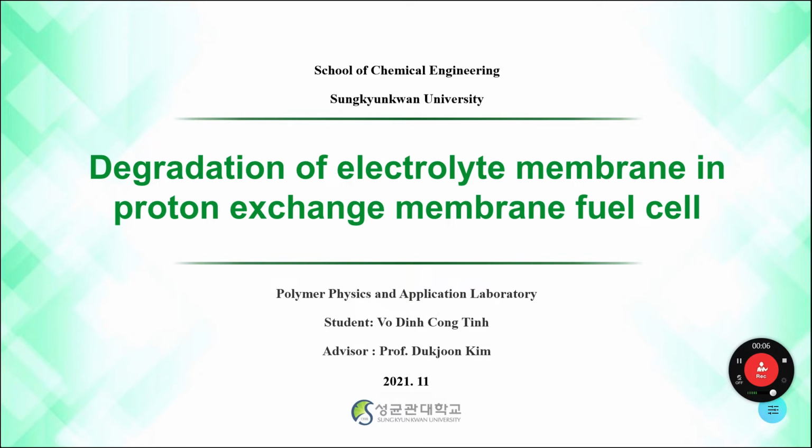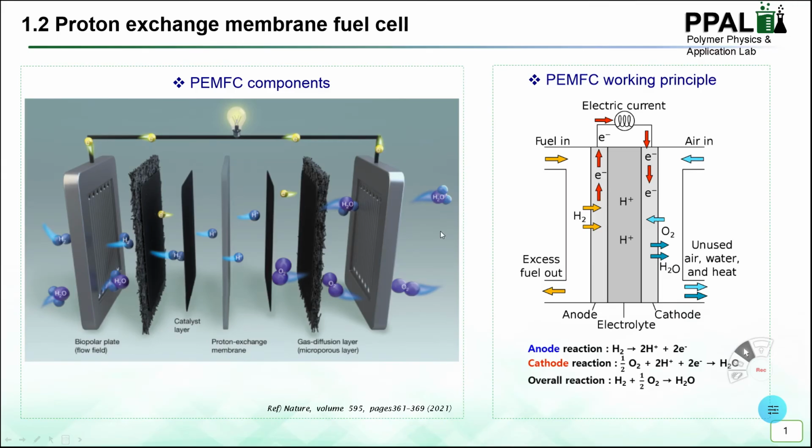Today I would like to talk about the degradation of the electrolyte membrane in the proton exchange membrane fuel cell. Fuel cell is a conversion system. It can transfer from chemical energy to electrical energy by the electrochemical reaction. The proton exchange membrane fuel cell has three main parts. It is the anode, cathode, and electrolyte membranes.